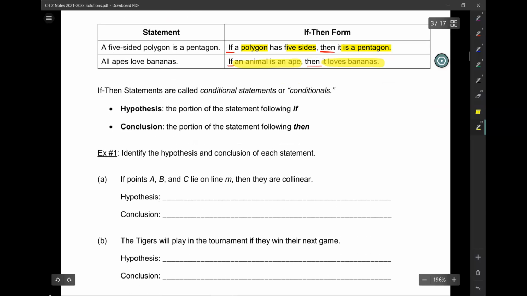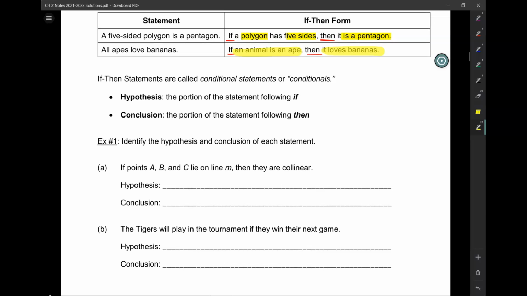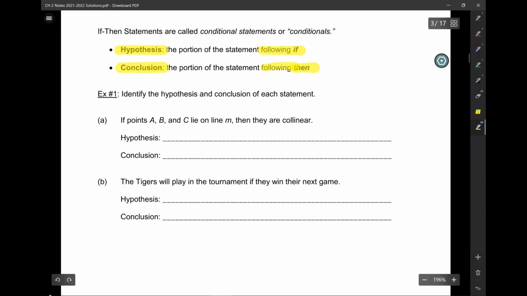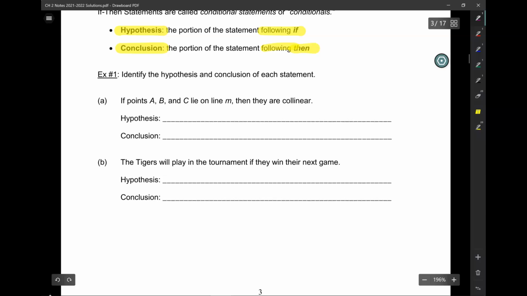If-then statements, like we said, are called conditional statements because for something to happen, there has to be a condition that's satisfied, right? The condition that has to be satisfied is the hypothesis. So the hypothesis is the stuff that comes after the if. The conclusion is the stuff that comes after the then. So if, and everything that comes after it is the hypothesis. Then, and everything that comes after it is the conclusion. Okay? All right. So identify the hypothesis and conclusion. Usually these are rather straightforward.